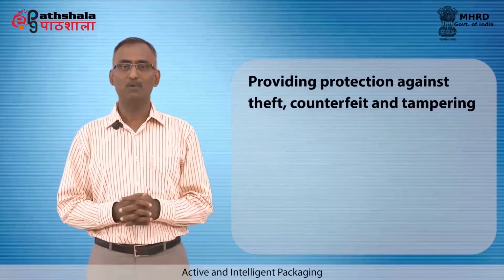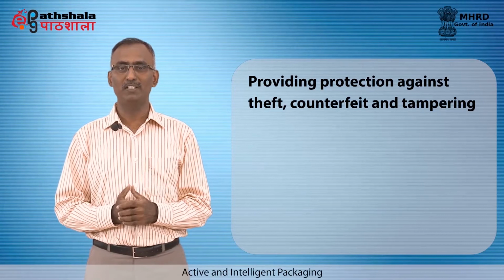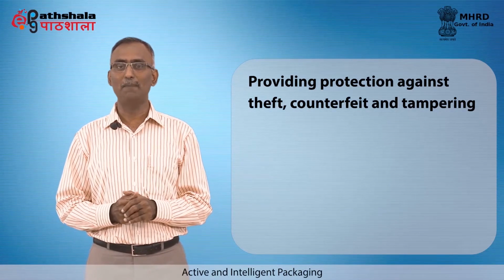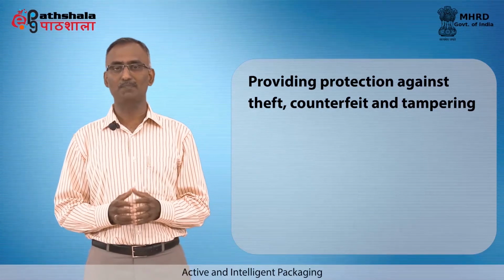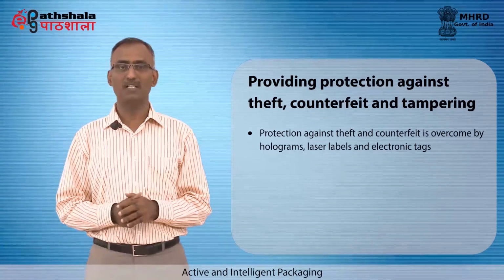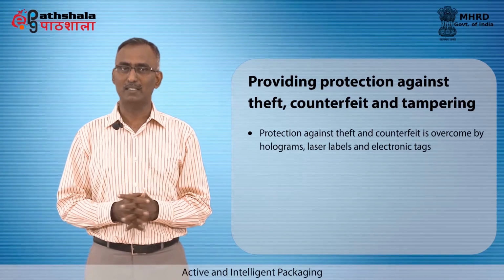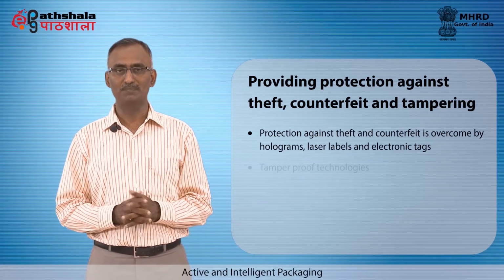Now we will see about the next category, providing protection against theft, counterfeit and tampering. Theft, counterfeit and tampering of packs cause huge loss to the manufacturers in the supply chain. Protection against theft and counterfeit is overcome by holograms, laser labels and electronic tags. Tampering is a big concern in the food industries.